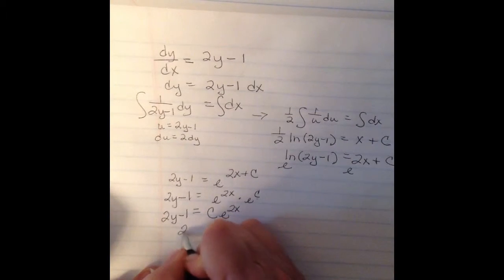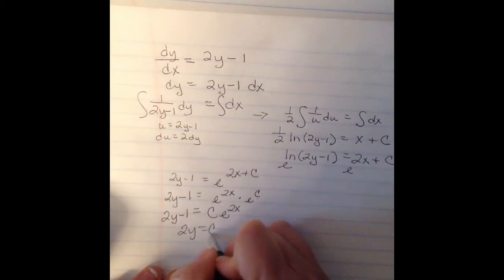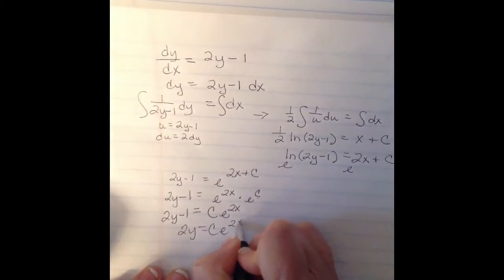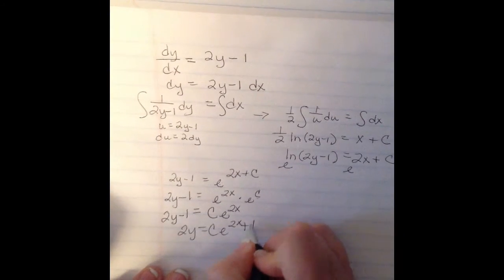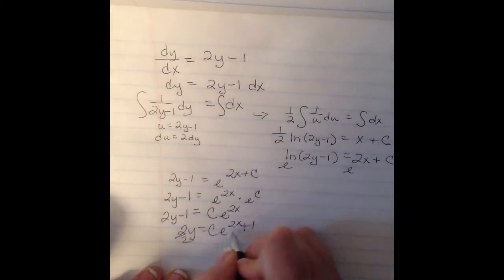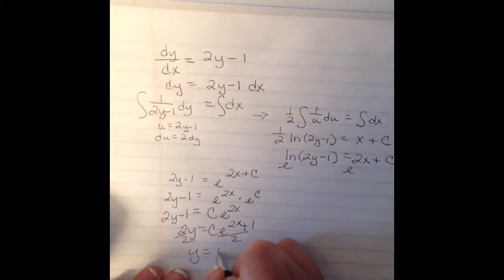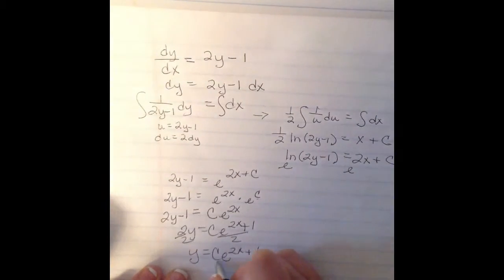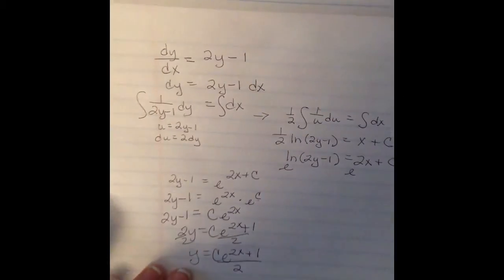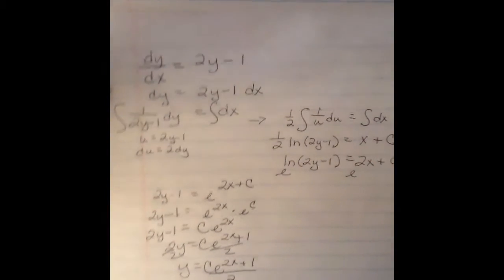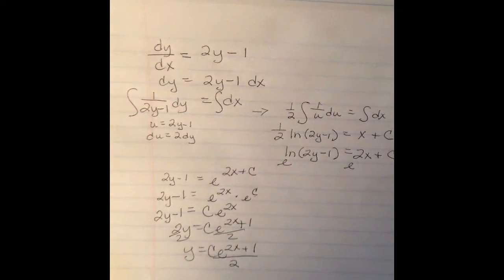So then I'm going to have 2y equals c e to the 2x plus 1, and then divide by 2. And then my general solution is this. Now, if they give you values to get a particular solution, then you can plug it in and get your value, which we'll do one of those in a minute.